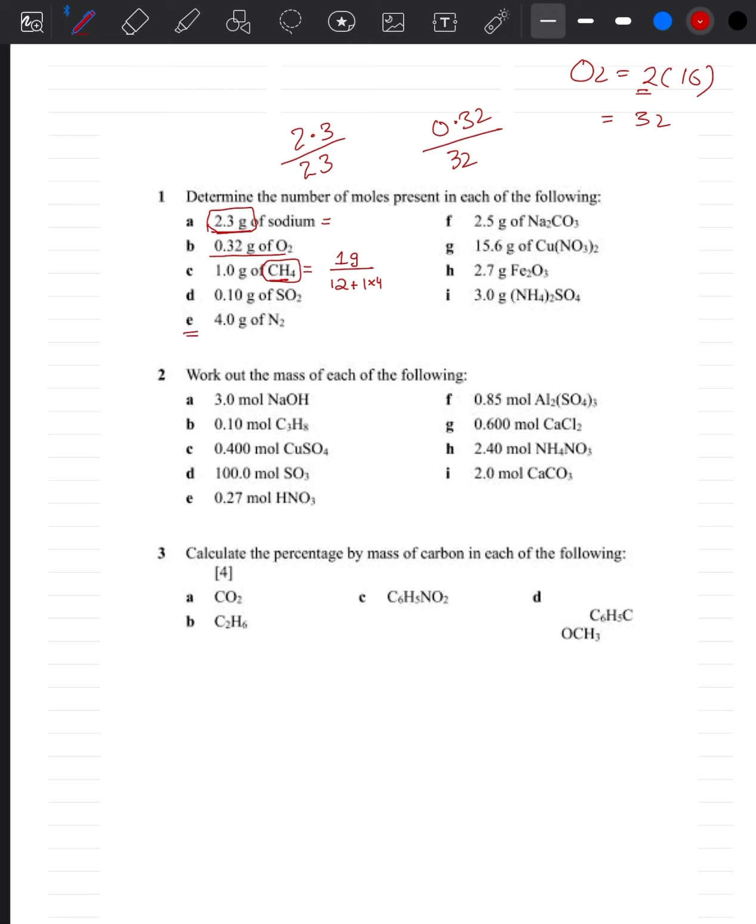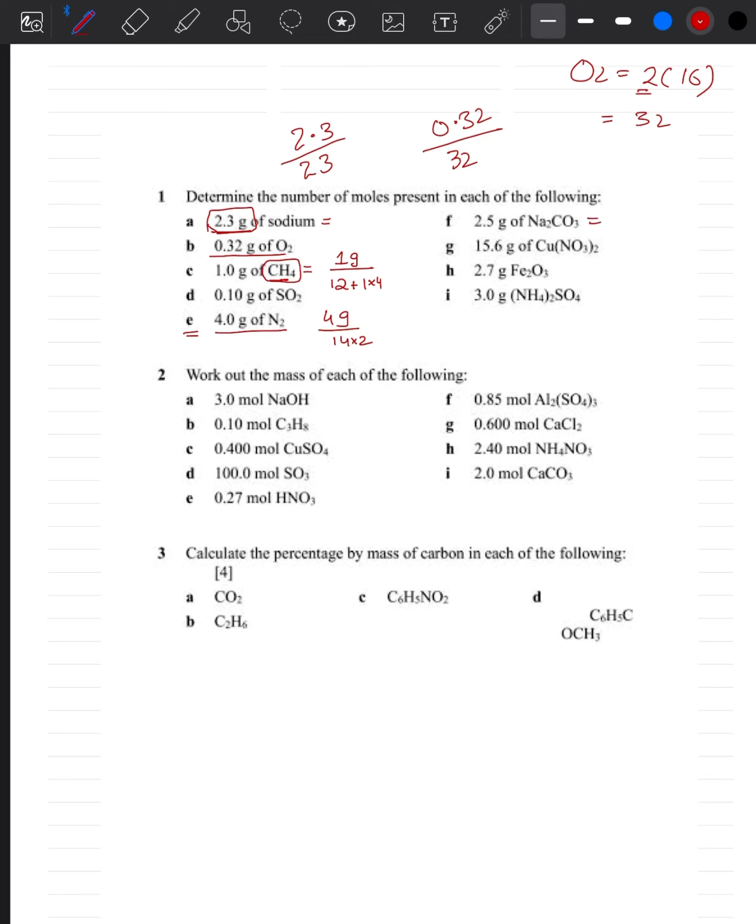And in the same way, how many moles do we have in 4 grams of nitrogen? We will divide given mass over molar mass. And what is the molar mass of nitrogen? The atomic mass of nitrogen is 14. Now we have 2 nitrogen, so we will multiply it with 2. So this is how we can find the number of moles.